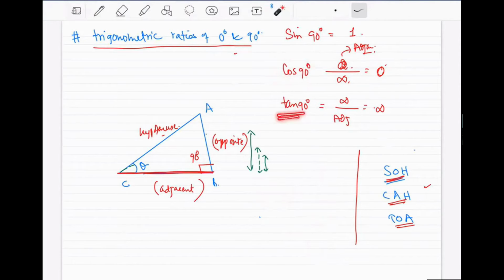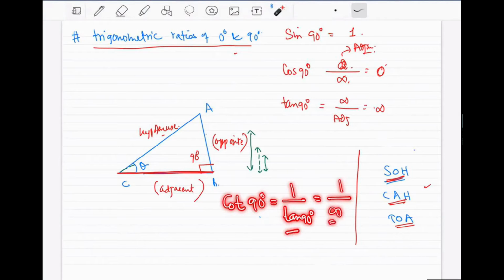What about cot 90? Cot 90 is the reciprocal of tan. So we will have 1 by tan 90. Tan 90 is how much? Infinity. Infinity just means that the number is very large, okay? If 1 is divided by a very large number, we are going to obtain 0.